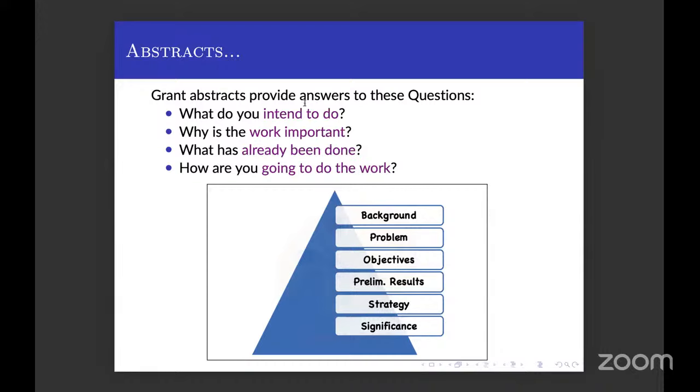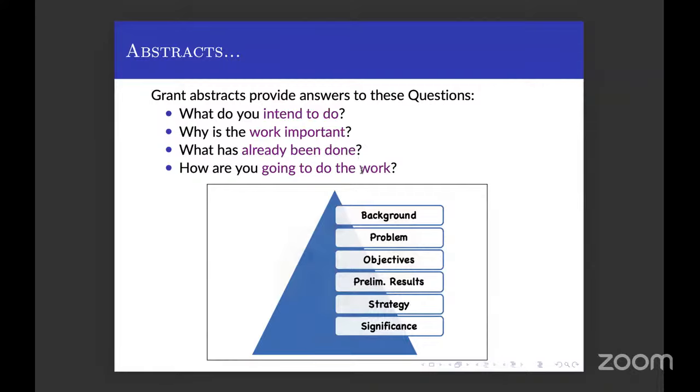To make this happen, the abstract should have a background, a problem, an objective, preliminary results if any, a strategy, and significance. All these six things have to be there. If the six things are there, you can answer these questions and your abstract is very clear.